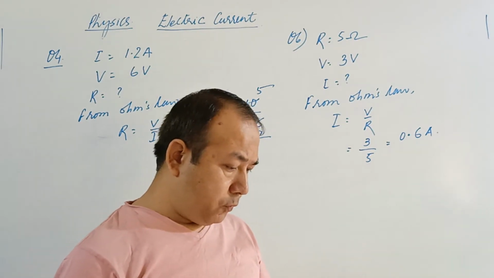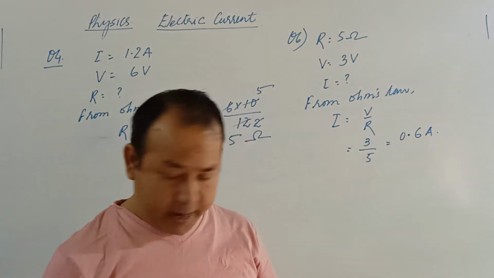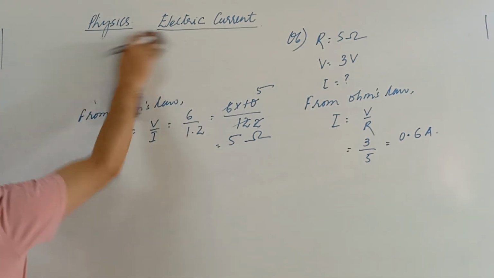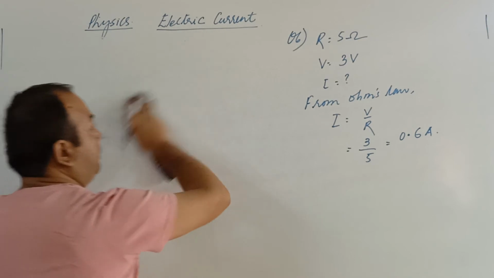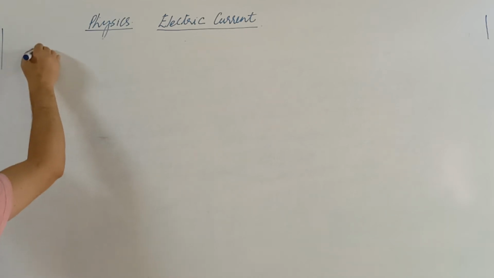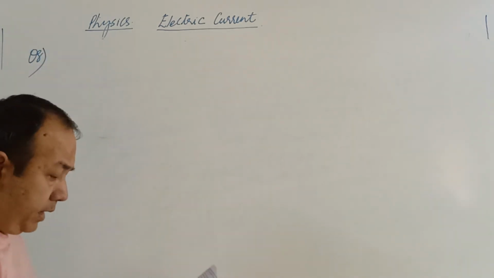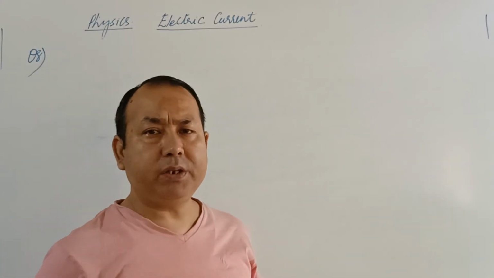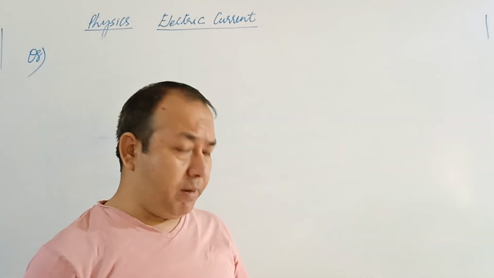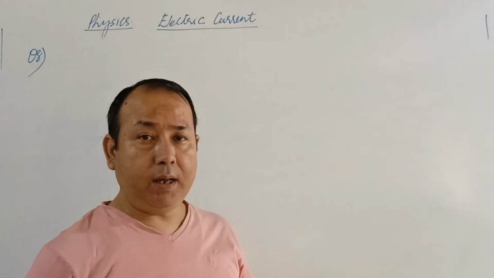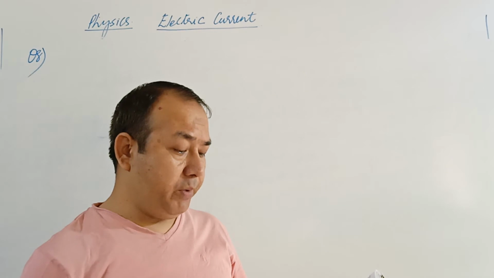Then let us go for the next, question number 8. Now in question number 8, it is asked that two wires of the same material, same material means same resistivity, and same length, having radii 1 millimeter and 2 millimeter respectively.